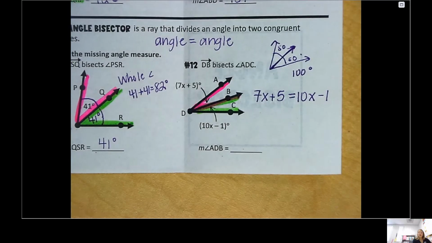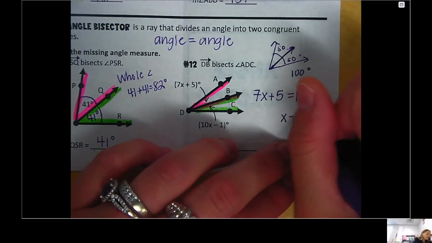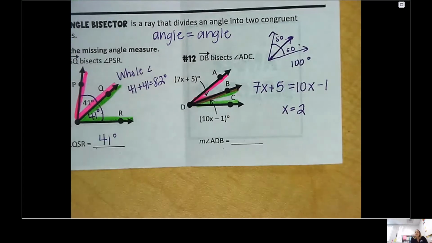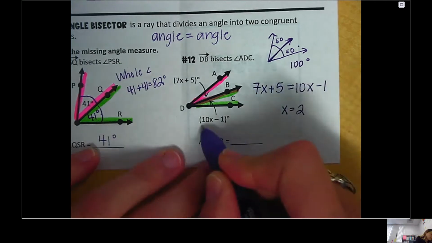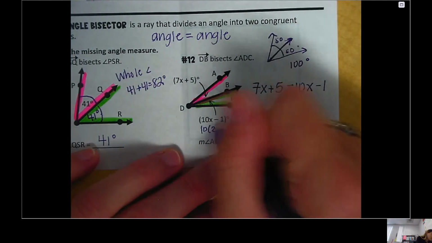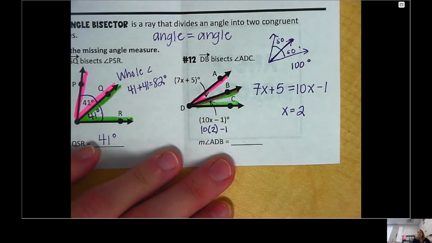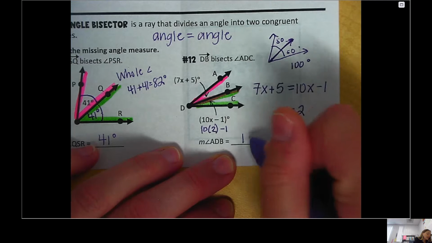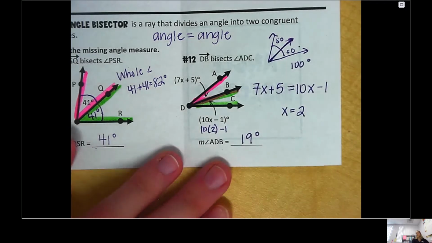And then again, algebra. So again, I'm not going to make you do it. Your x value is going to be 2. And then what should I do now that I have that 2? Plug it in. Doesn't matter which one I plug it into. They're equal. They're exactly the same. So you plug it into whichever one's easier for you. So I'm going to plug it into this one. 10 times 2 minus 1. So you get 19 degrees. And you're done.